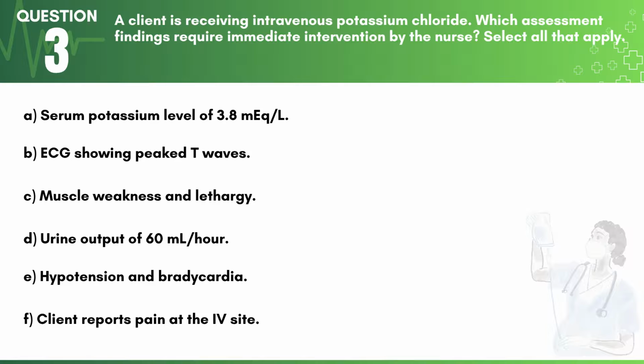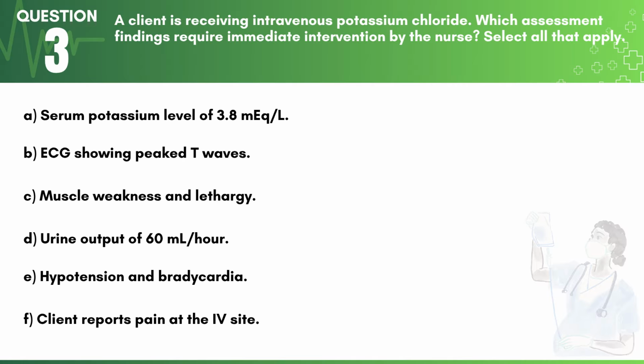Question 3. A client is receiving intravenous potassium chloride. Which assessment findings require immediate intervention by the nurse? Select all that apply. A. Serum potassium level of 3.8 milliequivalents/L. B. ECG showing peaked T waves. C. Muscle weakness and lethargy.